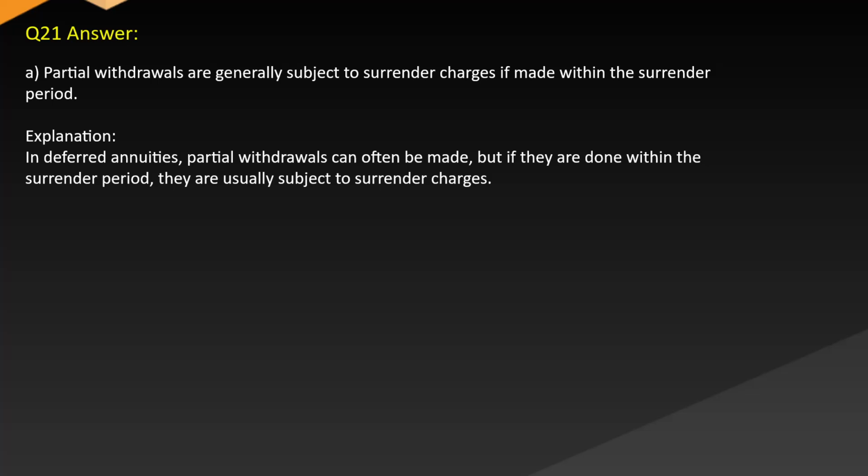Answer: A. Partial withdrawals are generally subject to surrender charges if made within the surrender period. Explanation: in deferred annuities, partial withdrawals can often be made, but if they are done within the surrender period, they are usually subject to surrender charges.